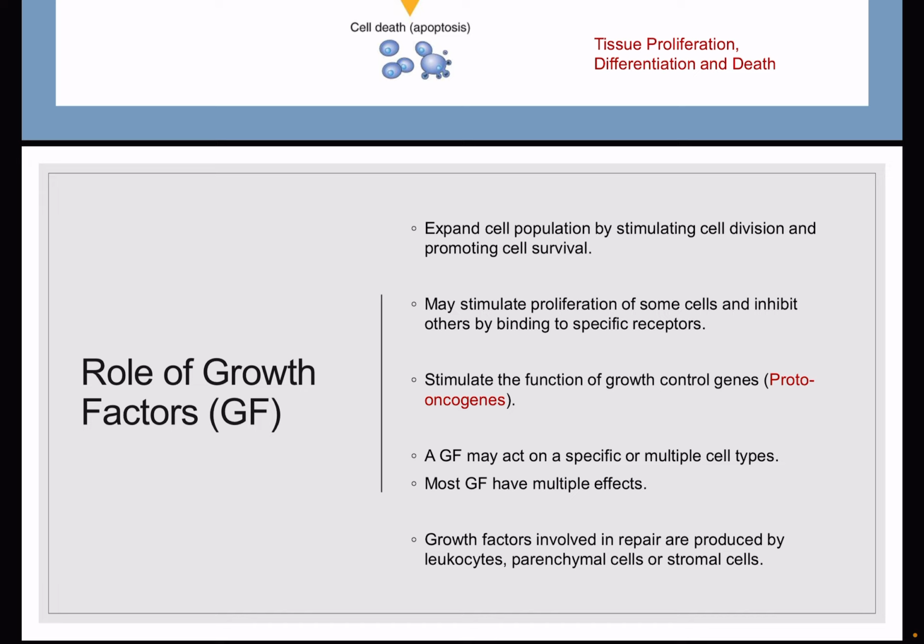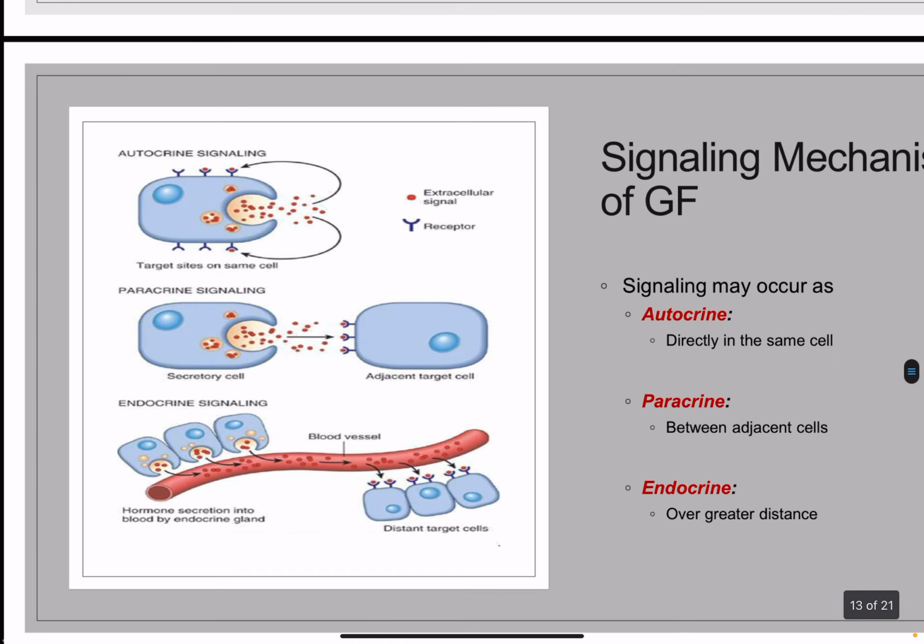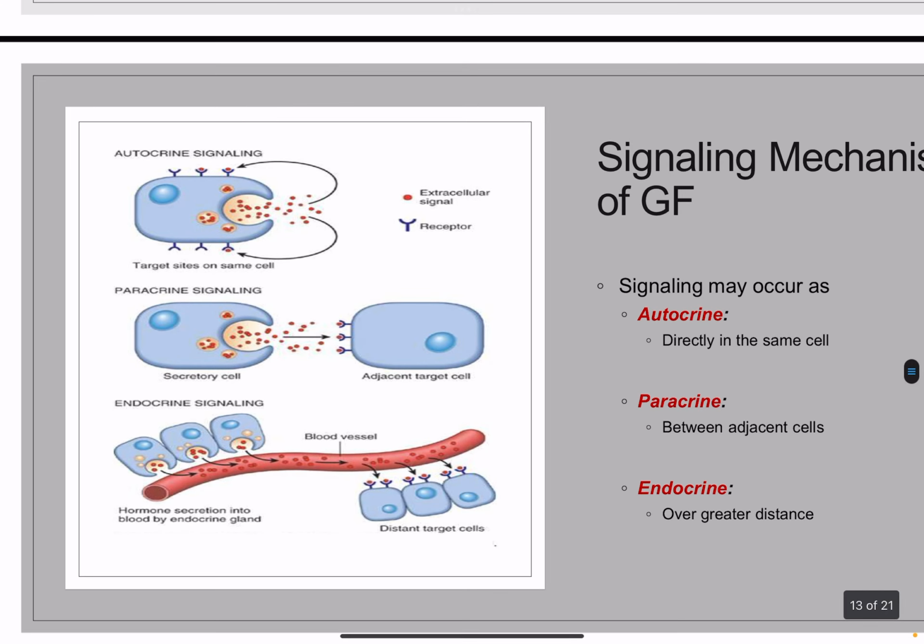Autocrine, see here, autopilot. The aeroplane is flying on its own. This cell does not depend on other cells. It produces its own growth factors. They bind to its own receptors and stimulate this cell to divide. Clear? Autocrine.